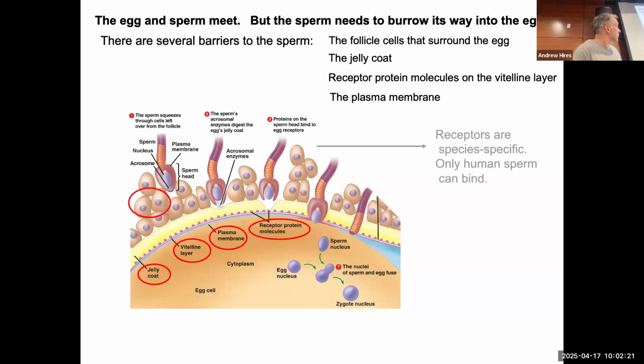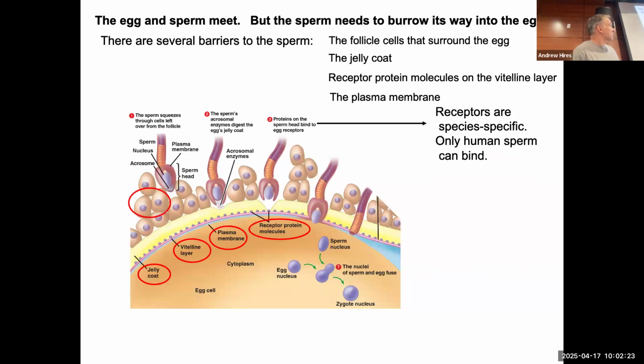Okay, where are we? So these are proteins on the sperm. Okay, so the selectivity for species-specific fertilization: as I mentioned last time, only members of the same species can fertilize the egg, and that takes place because of the cohort of receptors along this plasma membrane layer.